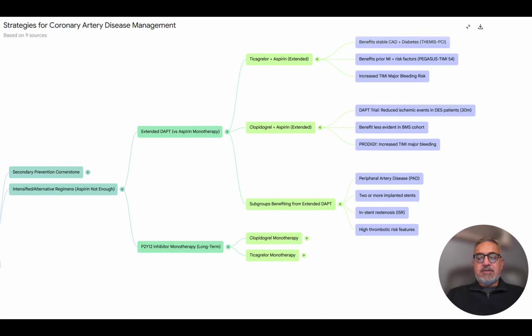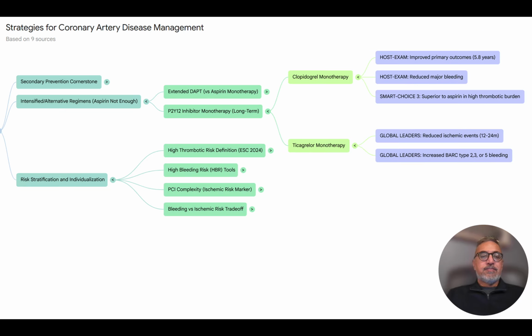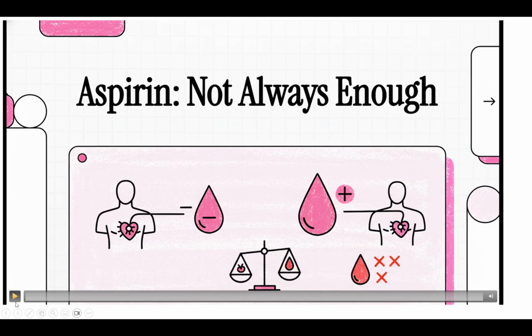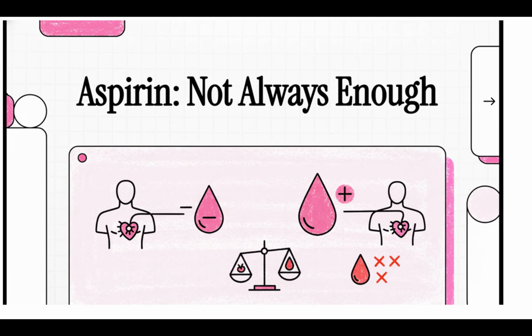There is also rising evidence for monotherapy using either Plavix or ticagrelor. Now, intensified aspirin regimens suggest that perhaps aspirin alone is not enough, and these are being investigated as well. We should always risk stratify and individualize our antiplatelet strategies. Here's a presentation, again put together by Notebook LLM, discussing this topic.